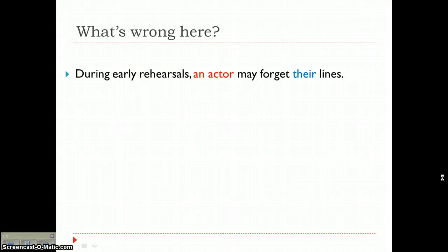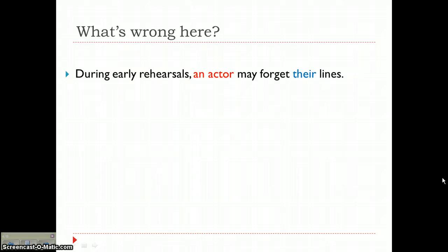Now let's take a look at this sentence. I've seen a lot of students write things like this, and when you speak it, I don't think most people have a problem with it, but technically there's something incorrect with this sentence. All right, it would not be something that you would want to write down. So during early rehearsals, an actor may forget their lines. I've kind of once again given you the words color coordinated there, but what's wrong with that sentence?